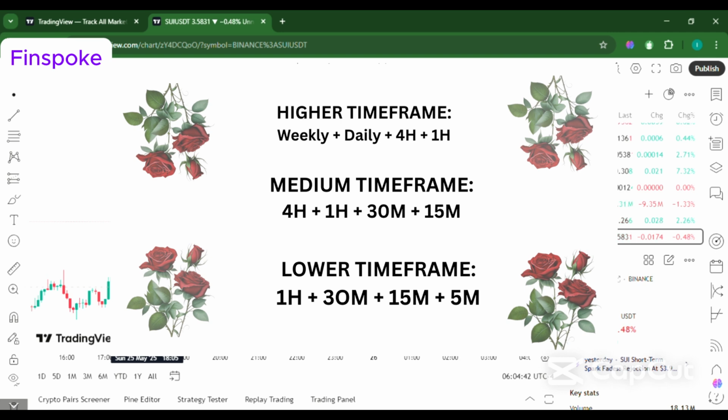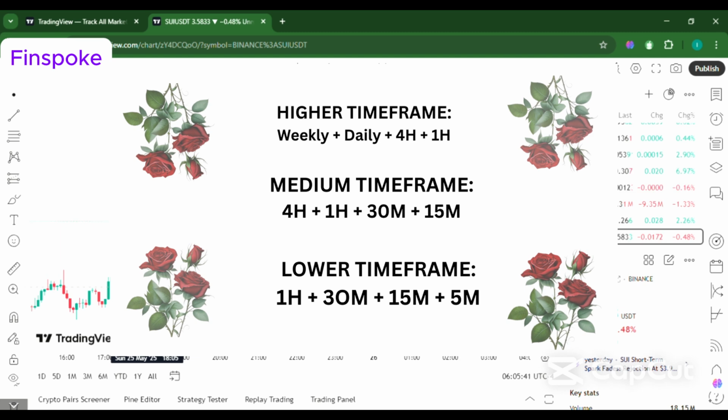Why I said this is because you could see a bearish market at the daily time frame and totally a different thing at the 15 minutes time frame. So pair them logically. Pair your time frames logically.